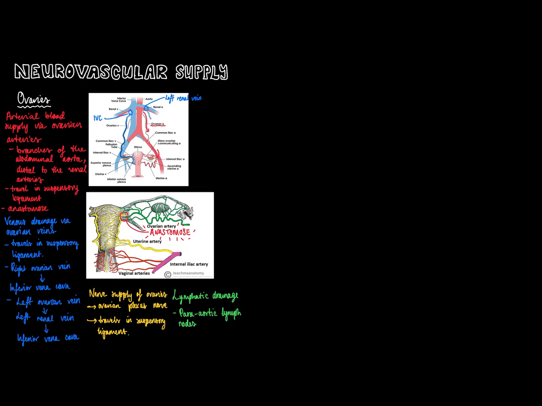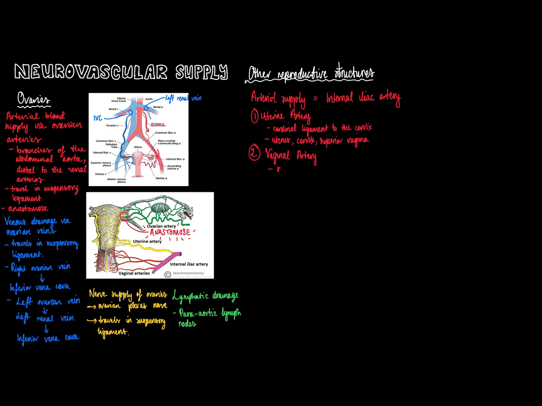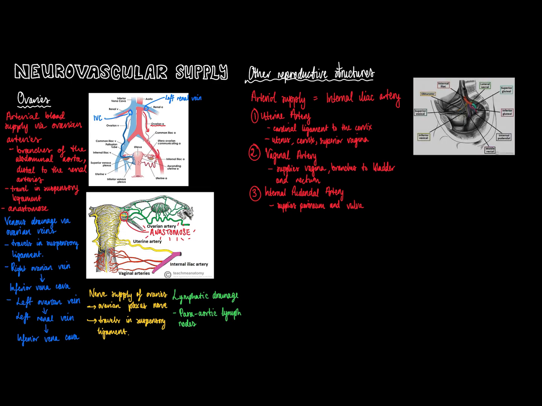The rest of the female reproductive organs all get their arterial blood supply from branches of the internal iliac artery. Some of the important vessels that branch from the internal iliac artery are the uterine artery. This travels within the cardinal ligament to reach the cervix, where it ascends along the lateral aspect of the uterus. Here it anastomoses with the ovarian artery. It supplies the uterus and cervix and part of the superior vagina.